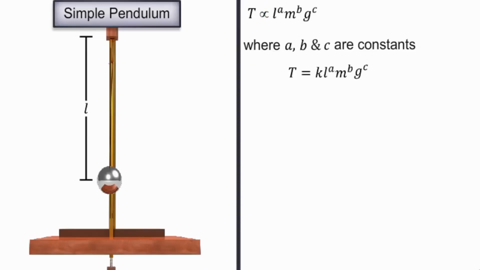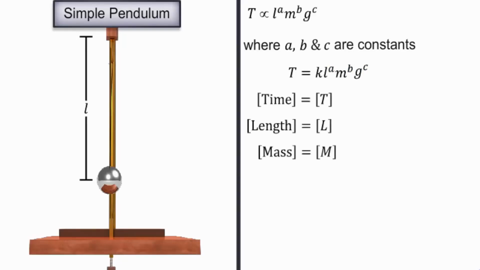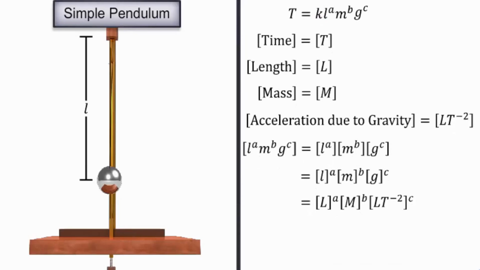We now need to find the values of A, B and C using dimensions of the physical quantities on both sides of the equation. The dimensional formula for time is T. The dimensional formula for length is L. The dimensional formula for mass is M. The dimensional formula for acceleration due to gravity is LT^-2. The constant does not have any dimensions. Hence, the dimensional formula of the quantities on the right side of the equation is simplified as shown.